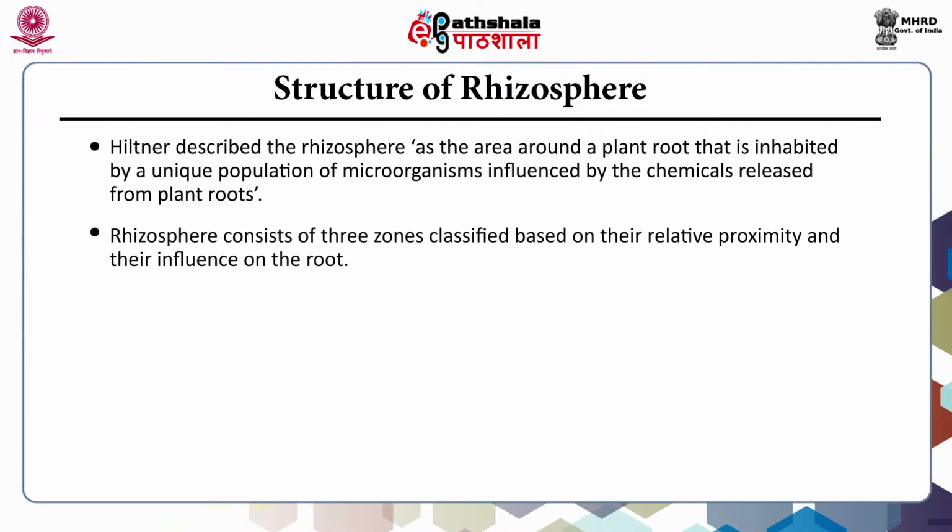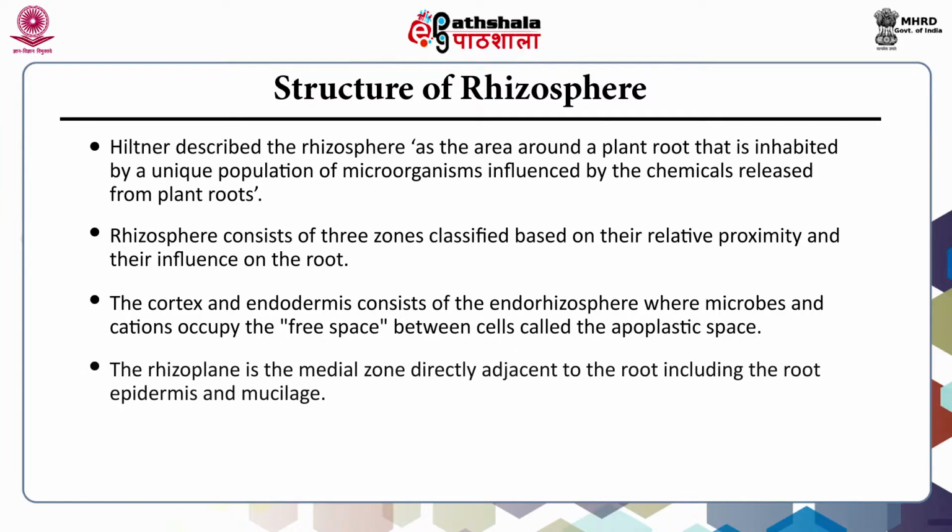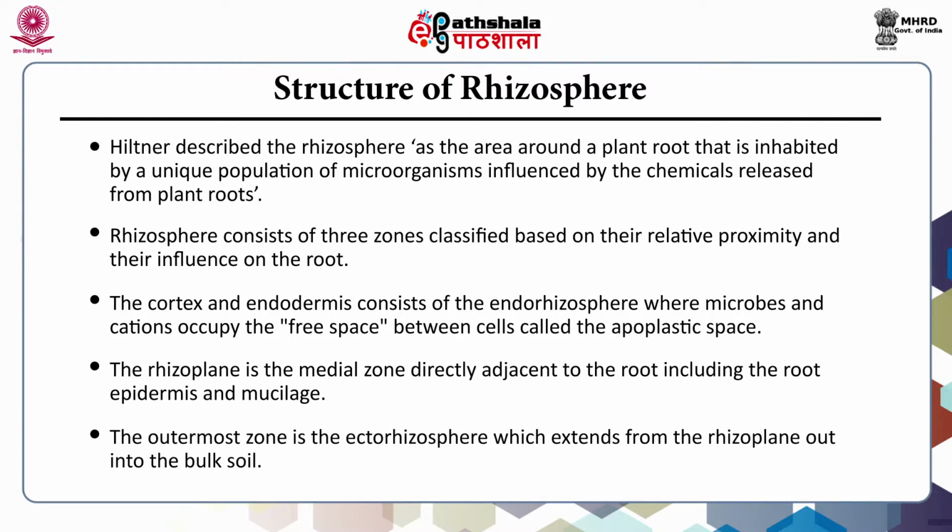Now, the rhizosphere generally consists of three zones based on their relative proximity to and influence on the root. One is the cortex and endodermis, which consists of the endorhizosphere, where microbes and cations occupy the free space between the cells called the apoplastic space. The rhizoplane is the medial zone which is directly adjacent to the root, including the root epidermis and the mucilage. The outermost zone is the ectosphere, which extends from the rhizoplane out into the bulk soil.